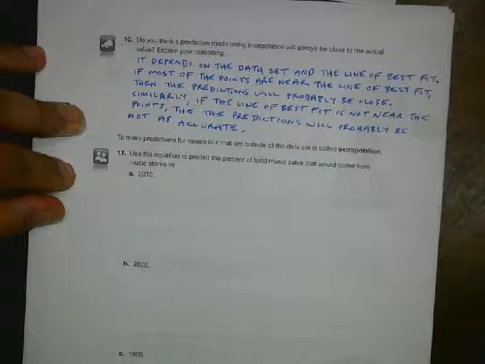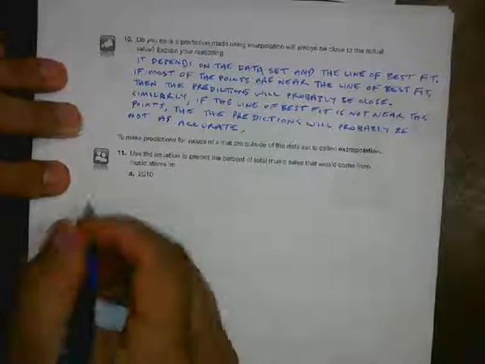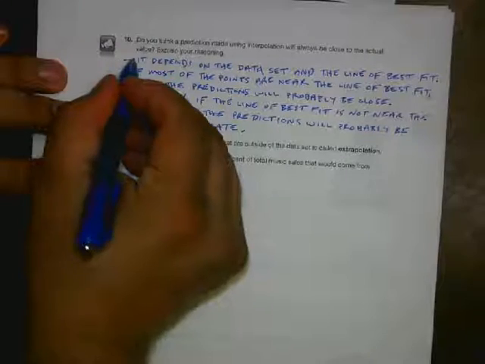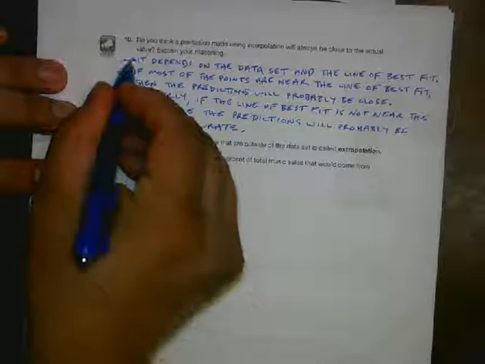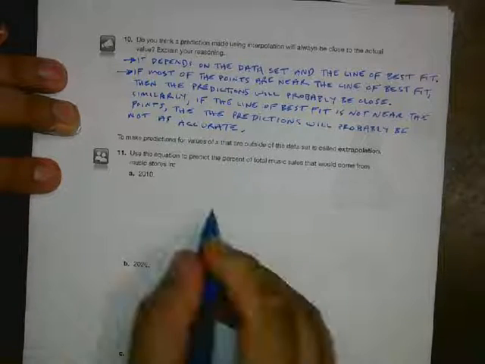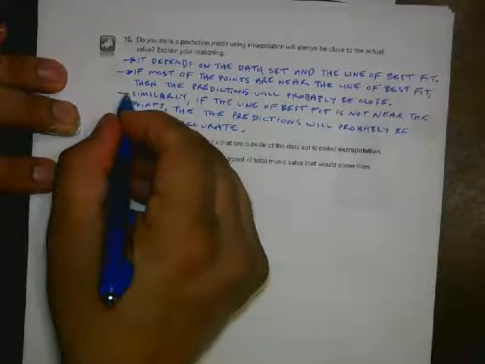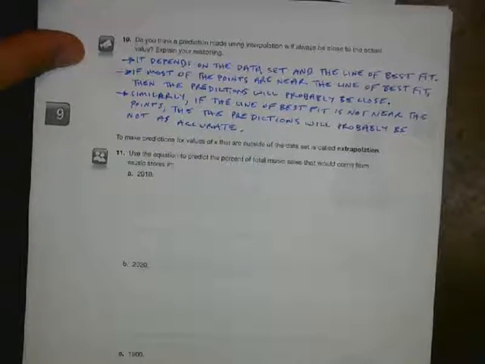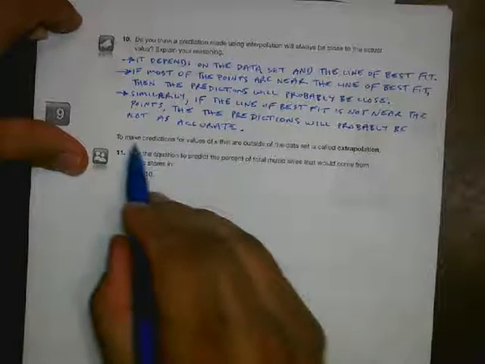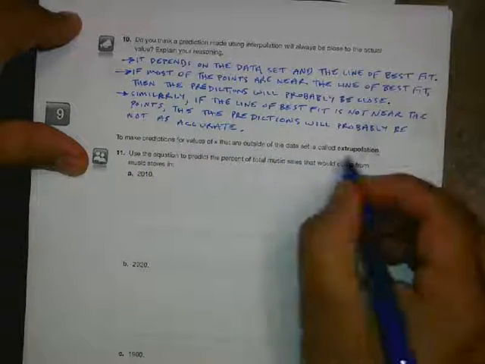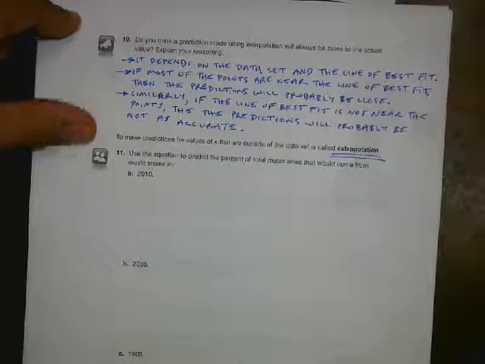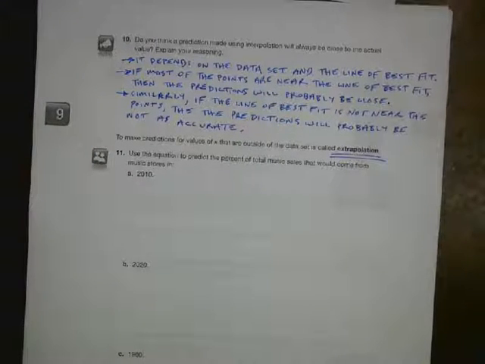Okay. So we want to make sure we have all that. So you should have the first sentence, the second sentence, and the third sentence. It's got 3 sentences there. So to make predictions for x values that are outside the data set is called extrapolation.